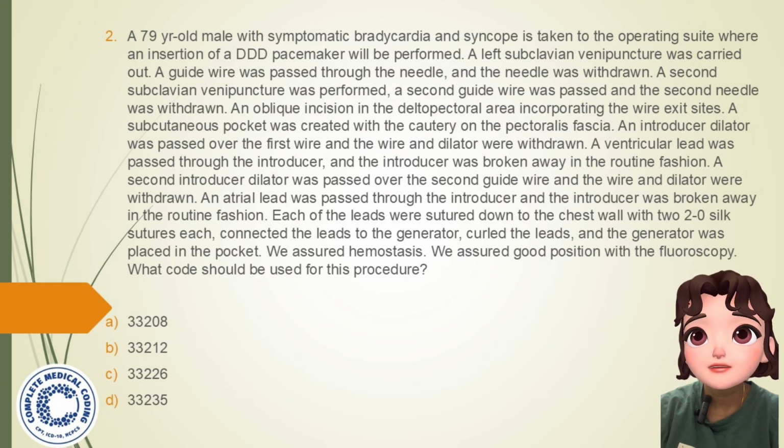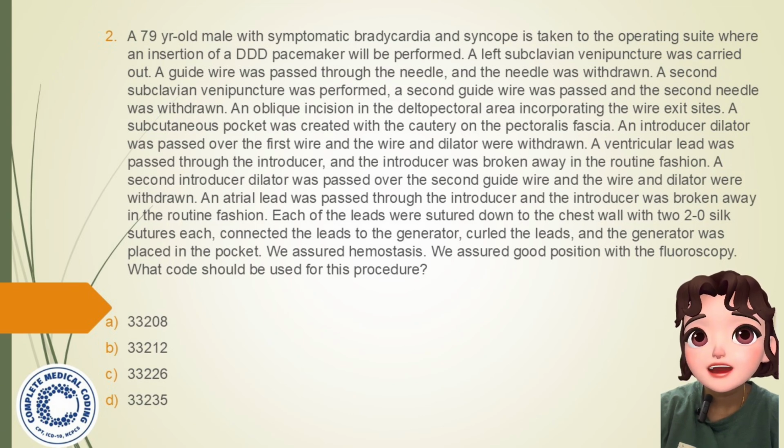A guide wire was passed through the needle and the needle was withdrawn. A second subclavian venipuncture was performed. A second guide wire was passed and the second needle was withdrawn. An oblique incision in the deltopectoral area incorporating the wire exit sites.